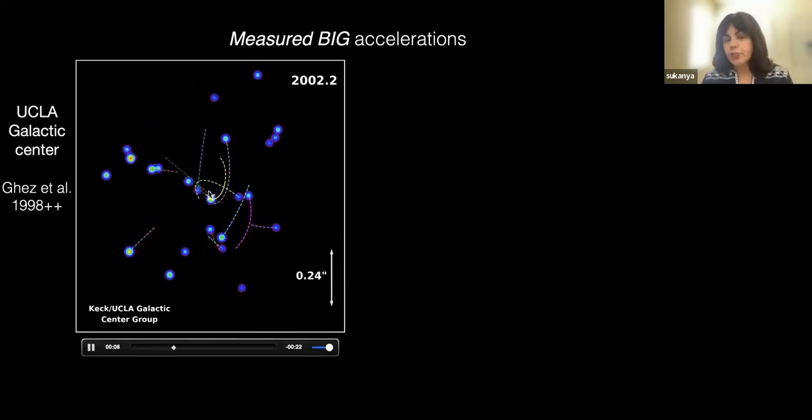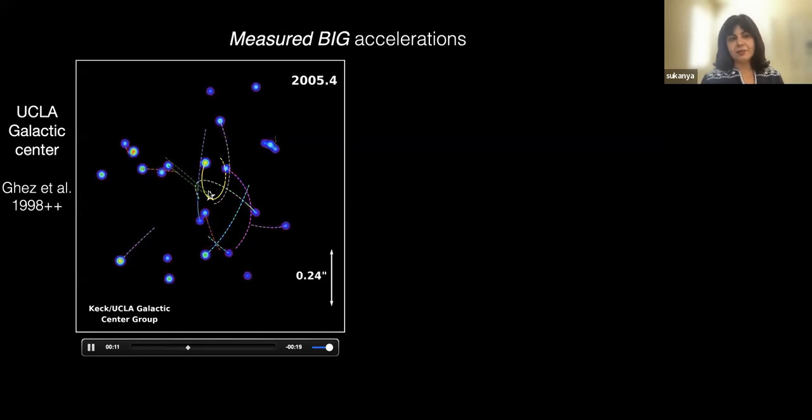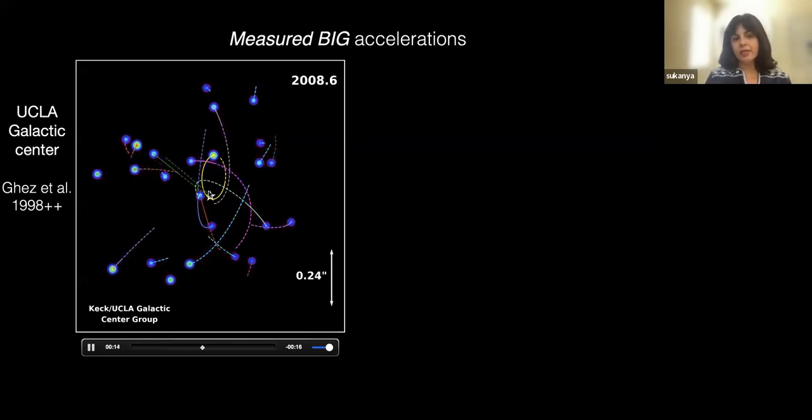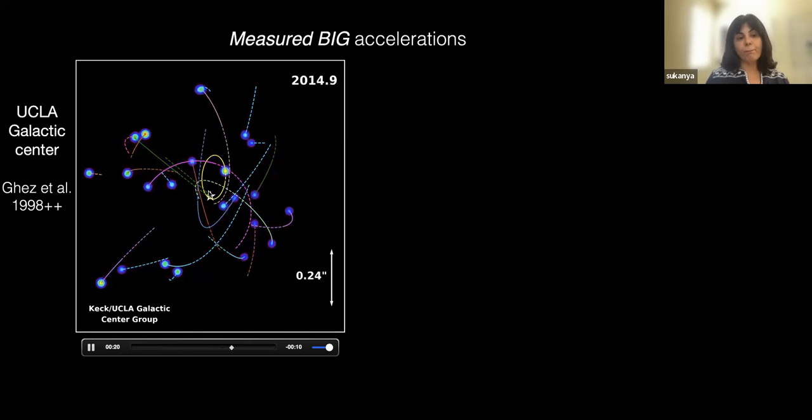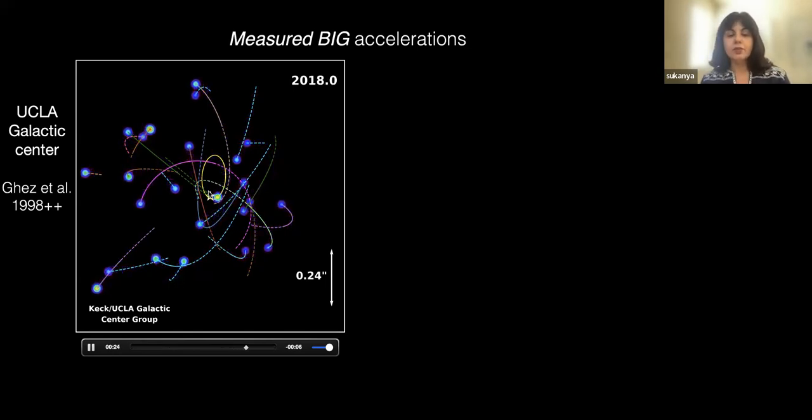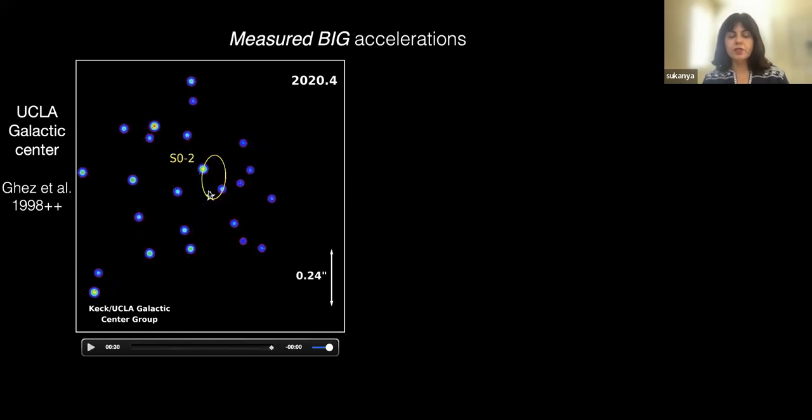Now, these accelerations are much, much bigger than the accelerations that we're going after, okay? So in our community today, we can now fairly commonly measure these types of big accelerations. For reference, this is about 0.3 centimeter per second squared, the accelerations of stars near the galactic center. And what we're trying to go after is about 3×10⁻⁸ centimeter per second squared. So there's a big difference, but we can certainly measure big accelerations and have been able to for some time. The work that was shown here by Andrea Ghez and others was conducted over a 20-year baseline.